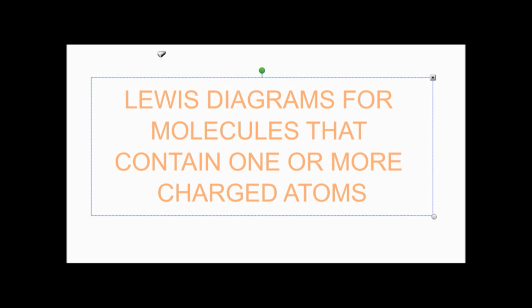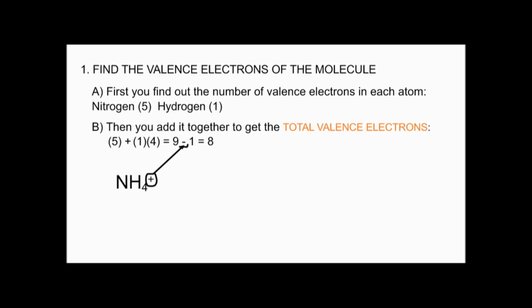Now we're going to teach you guys how to draw Lewis diagrams for molecules that contain one or more charged atoms. We're going to be using the molecule NH4, which contains 1 atom of nitrogen and 4 of hydrogen. Now the first step is the same as what you would do for non-charged atoms. You have to find the valence electrons of the molecule.